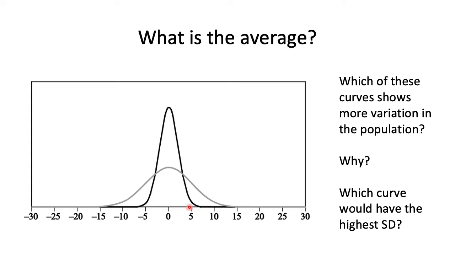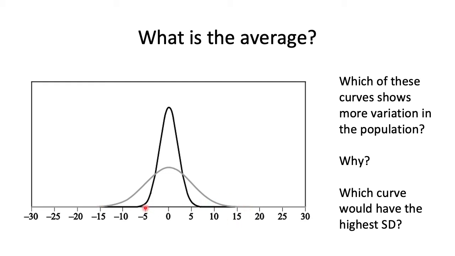Well, let's take a look at the range. The range for the dark black line here is from -5 to 5, so it's a range of about 10 numbers. The gray line has a much larger range, going from -15 to 0 and 0 to +15, so we have a range of about 30 units.